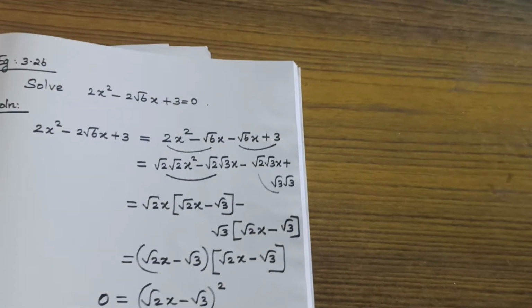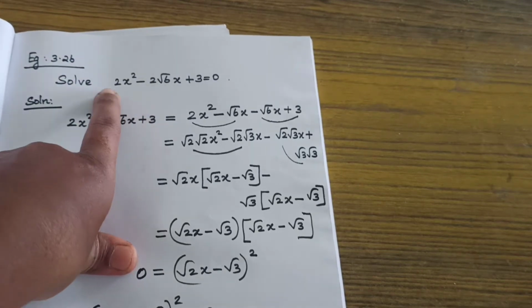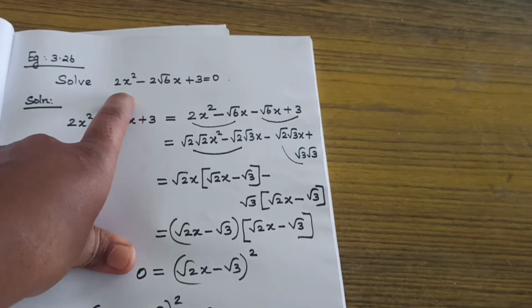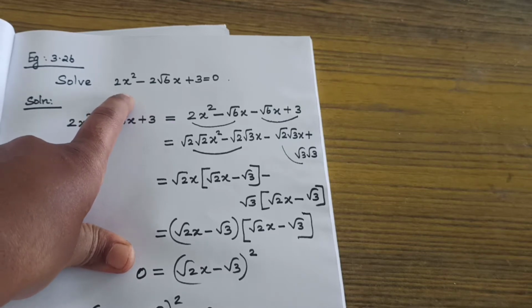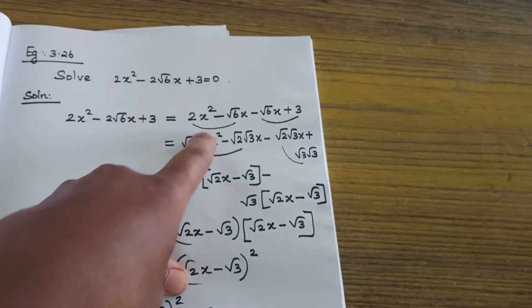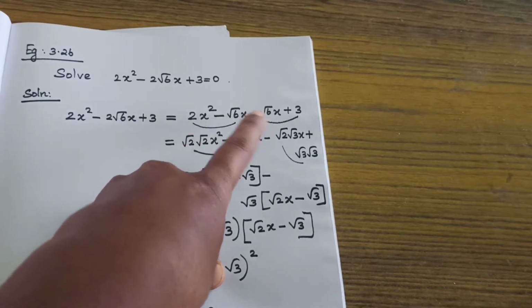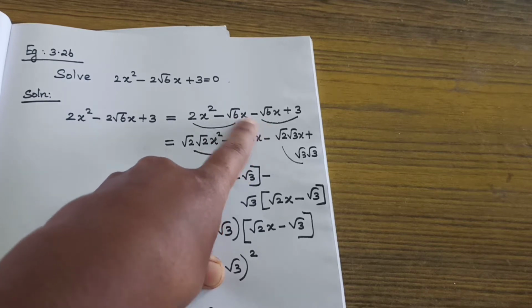Very simple thing only. Listen one more time. Solve means you need to find the unknown value. Here, the unknown variable is x. So, x value only we need to find. So, the solution: this equal to 0, the center term you need to split. Here 2 root 6x, no? So, just 1 and 1. Just split it. I wrote it as 2 times.